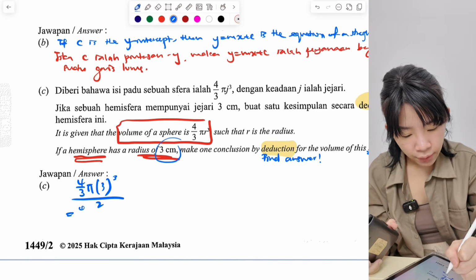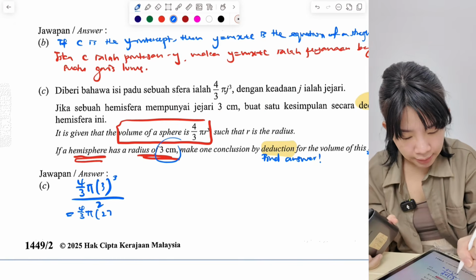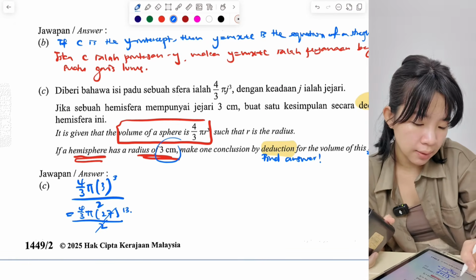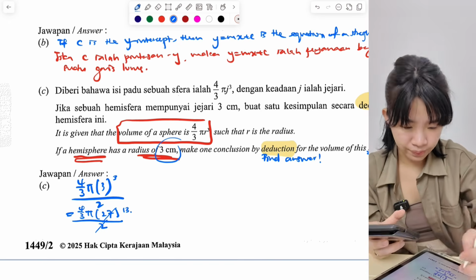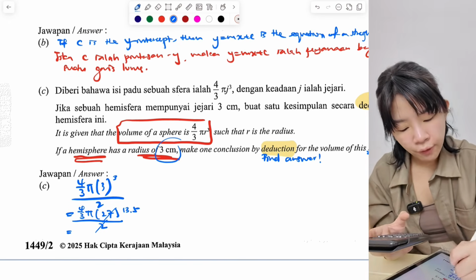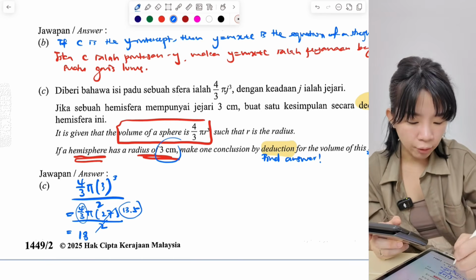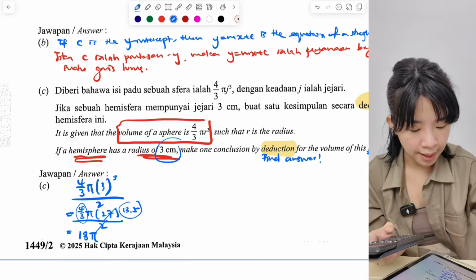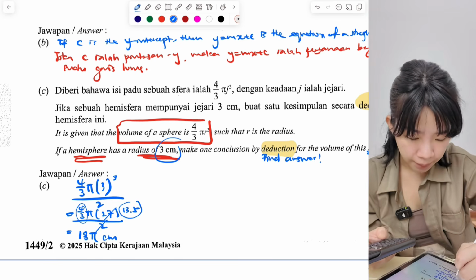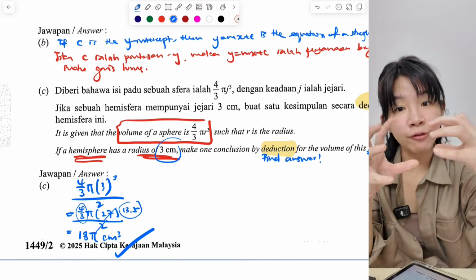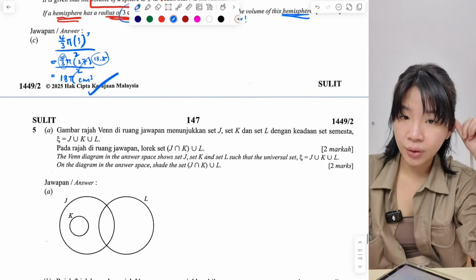So this one, 4/3 pi, here, 27/2. Okay, 2 and 27, this one 13.5. Okay, so 4/3 times 13.5, we get 18. Okay, don't forget about the pi at the back. So this is cm cube. Done. So this is called deduction, meaning you find one answer. All right, next, question number 5.